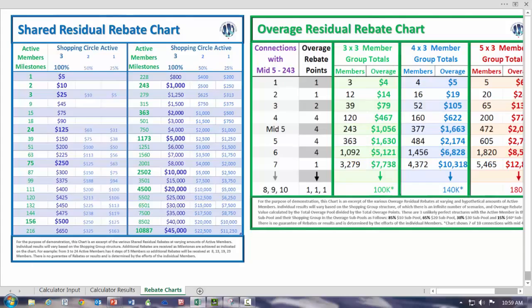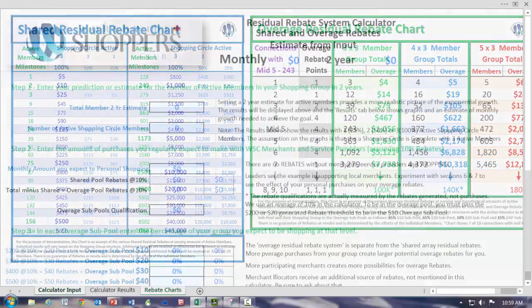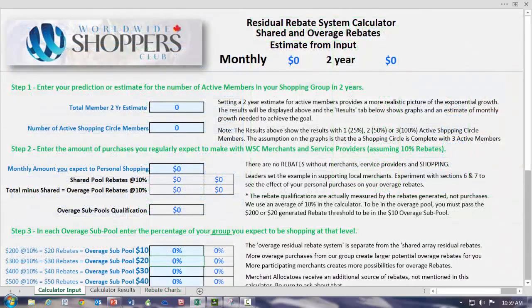So let's get started putting some input into the calculator. Now I just want to let you know here, I'm going to be doing some things very deliberately for training purposes, so that you see all aspects of the hybrid residual rebate system. You will not need to be so deliberate when you're filling this out for yourself, but you may want to be as you're showing others or training. All you have to do is follow the step by step.